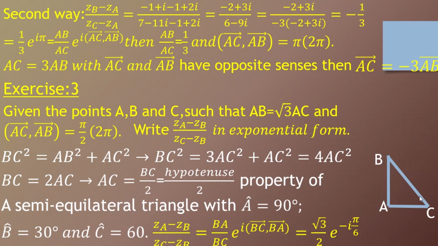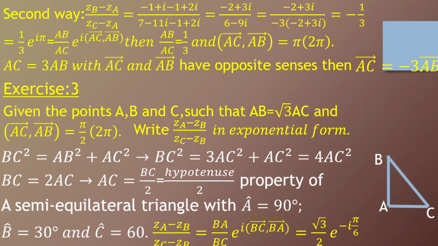What do we conclude? Then this side equals hypotenuse divided by 2. Then the triangle ABC is a semi-equilateral triangle, and the angle at B is pi over 6, since the side facing pi over 6 is equal to hypotenuse over 2, a property of a semi-equilateral triangle. Then A equals 90, B equals 30, C equals 60.